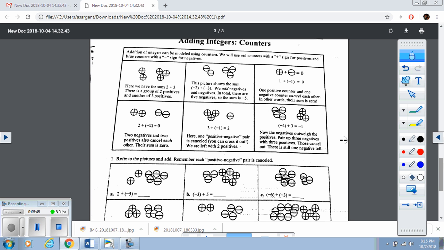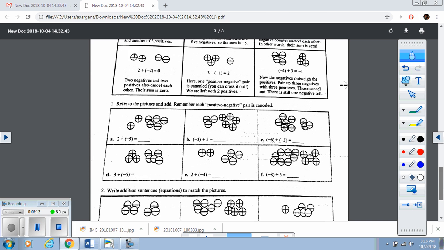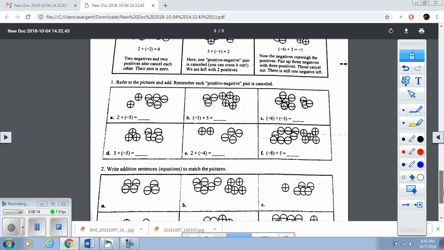And so these have positives and negatives in them rather than doing a color, so you can use your chips or you can color them in if that helps you, whatever. The top part of this page is just directions and kind of telling you how to get the answers. So if you don't understand what I'm saying, then you can read those directions and see if that helps you better. So we're going to skip down to where it says part 1, refer to the pictures and add.